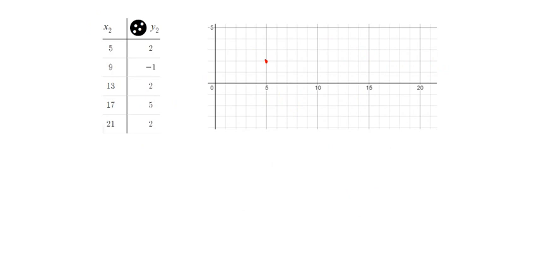When x is 9, y is -1. When x is 13, y is 2. When x is 17, y is 5, way up here. And then finally, when x is 21, y is 2. So you can see that sort of similar trigonometric shape developing. And this time, the axis is not centered on the x-axis. The sinusoidal axis is not centered on the x-axis. So we get something that looks like this.